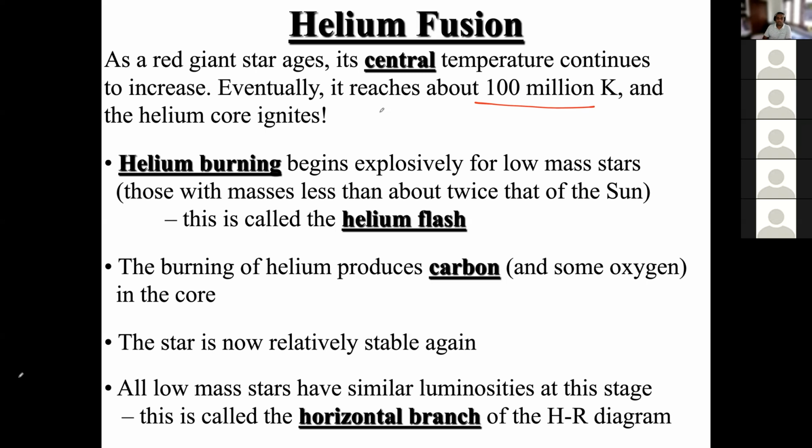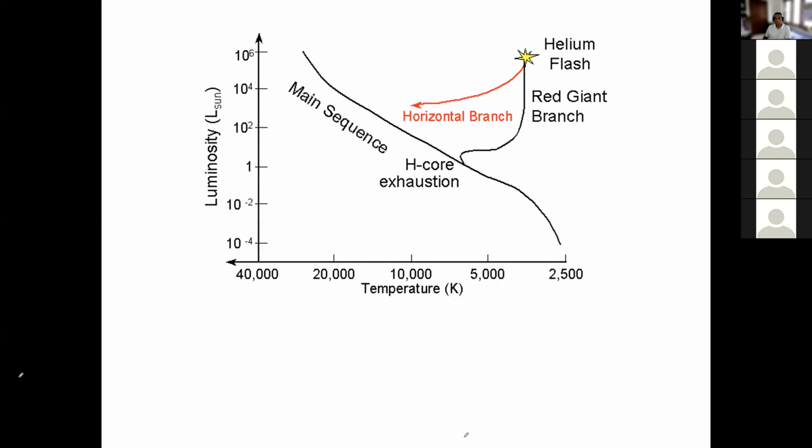So when you have lower mass stars, you will get this helium burning as a helium flash, and this will make carbon in the core region of the star, right? Now, the star will become relatively stable again when helium becomes carbon. And there is something special that happens for these low mass stars. They have similar luminosities at this stage, which we call the horizontal branch of the HR diagram. Now, this is what happens at that particular time.